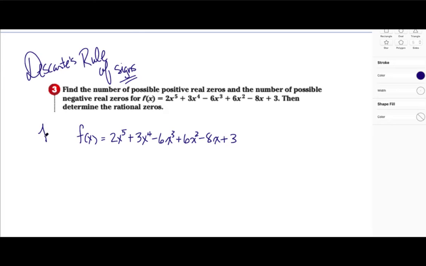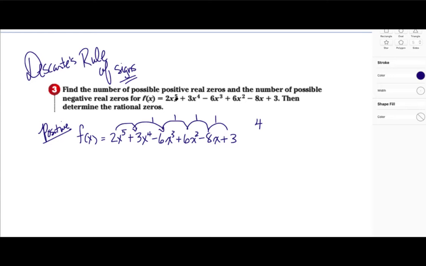So this is the test for positive roots. You just take the function as it is and you test to see how many sign changes there are. There's no sign change here. There's one here because this goes from positive to negative. There's another here. That's another sign change. Here's another sign change, and here's another sign change. So altogether we have 4 sign changes.